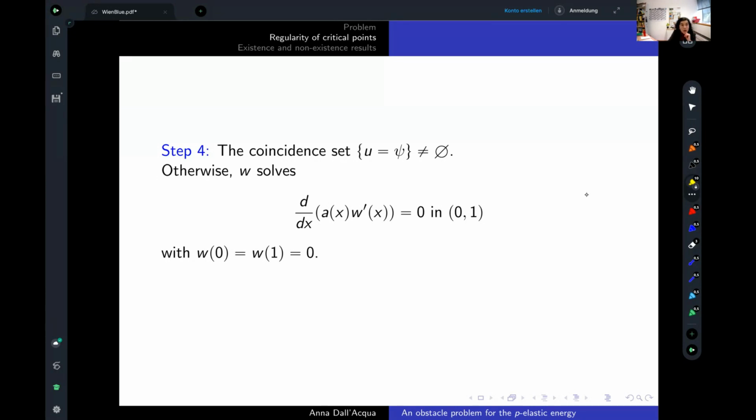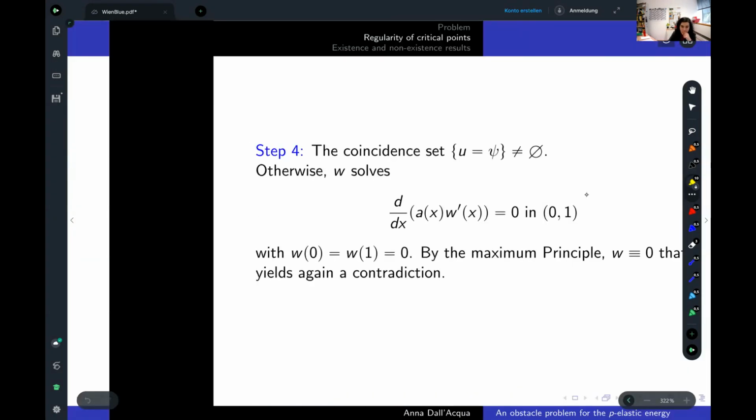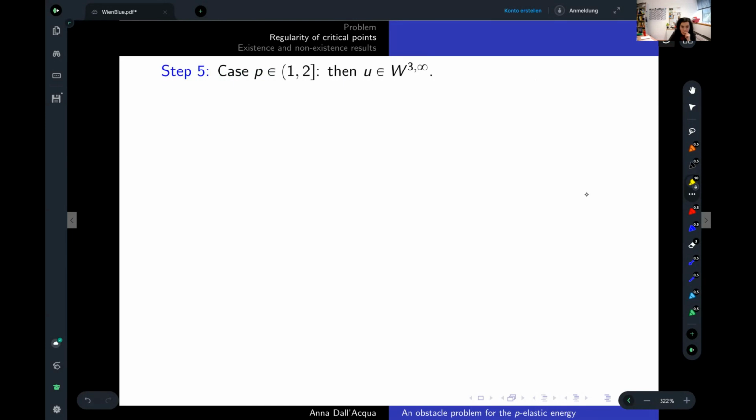The second derivative of U then has to be identically equal to 0. But since we are 0 at both 0 and 1, then U has to be the straight line. That's again a contradiction, so that cannot happen. And okay, with this observation, we can achieve the regularity result on our critical points. In the case P between 1 and 2, then U is W^{3,∞}.